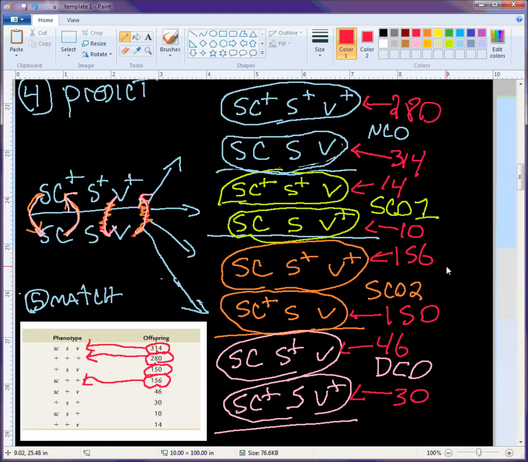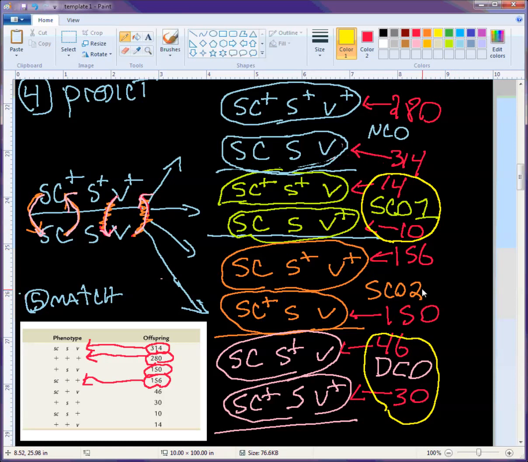Okay, so now we need to check our data. That's step number 6, and we can see that we have a problem. Our problem is that the smallest number of progeny appear in the single crossover class number 1. So there are more progeny in the double crossover class. And this is bad, right?